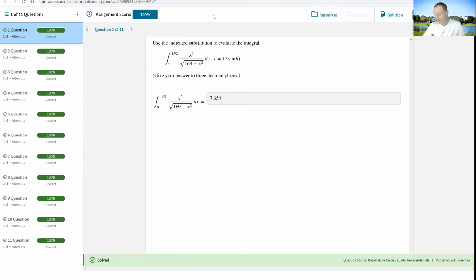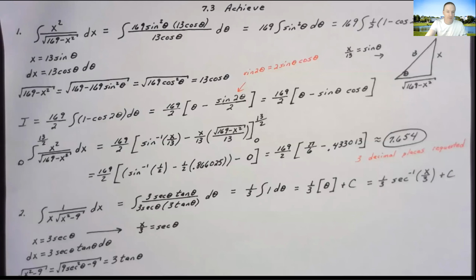Okay, for example, with this first problem here, you can see that they're asking us to integrate x squared over the square root of 169 minus x squared from 0 to 13 over 2. Now you can already see where I got that answer correct. Let me show you where that came from.